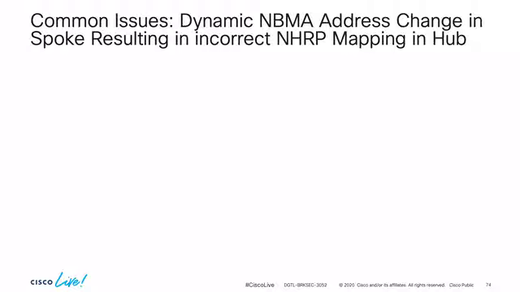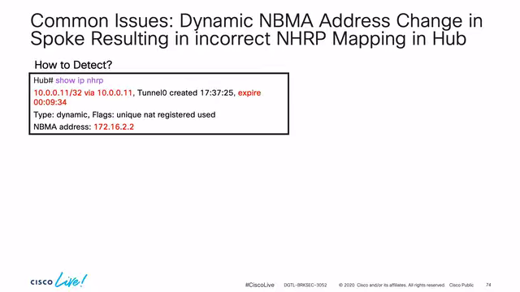In this particular case, we could run into an issue with respect to the NHRP mapping for the specific spoke on the hub. So how do we go about detecting it? If we were to look at the show ip nhrp mapping, it shows that there is a single entry for this particular spoke. And if you look at the NBMA address, it is actually pointing to 172.16.2.2. And in this particular case, we know that this is not the current NBMA address.